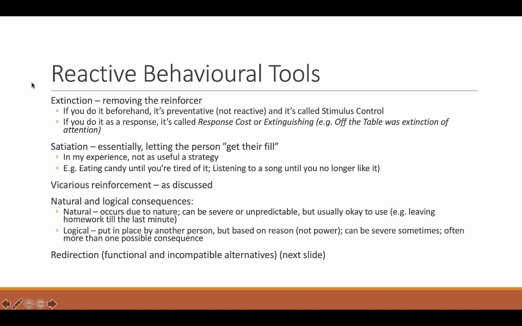Extinction means that we're really just removing the reinforcer. And sometimes you'll hear people talk about extinguishing, and it's really the exact same thing. If you think about extinguishing a fire, it kind of works the same way. If I take away one of the ingredients, like oxygen in a fire, then the fire won't continue. And extinction can be done in two ways. One of them is not reactive. It's a preventative strategy, and it's called stimulus control.